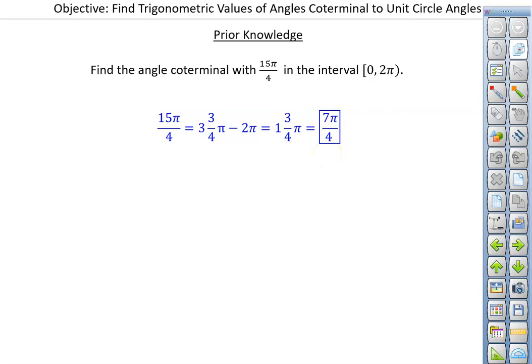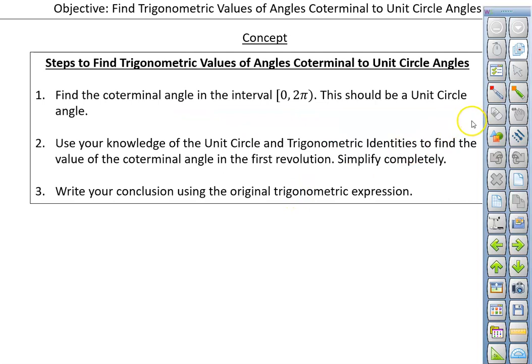We are simply adding this step to the problems or lesson in which we found the trig values directly of our unit circle angles. So now we just have to find that angle that's coterminal to the given angle that is in our unit circle, and then it's actually much like or the same as what we were doing in that previous lesson. All right, so that's what this is describing.